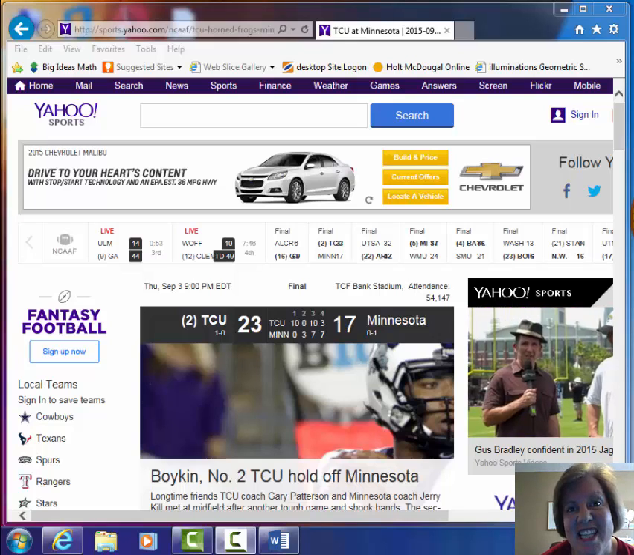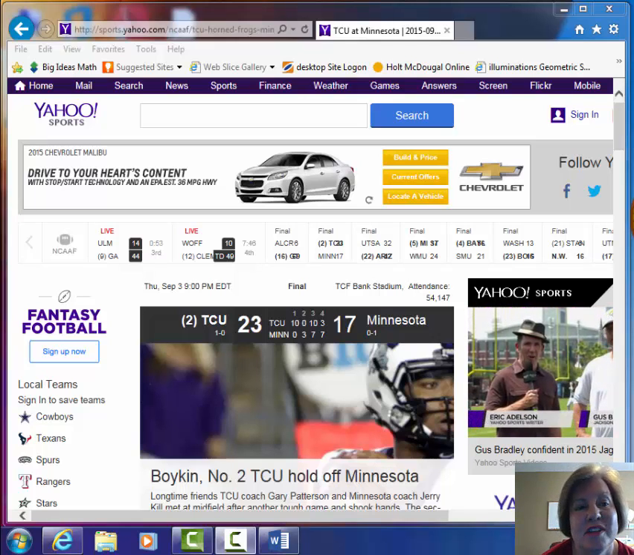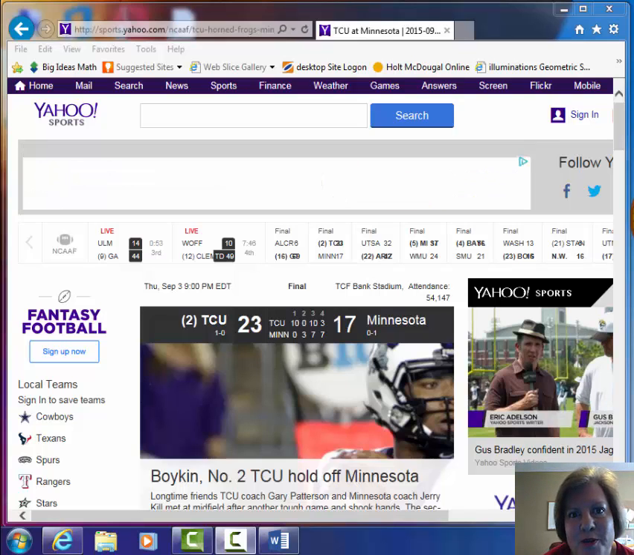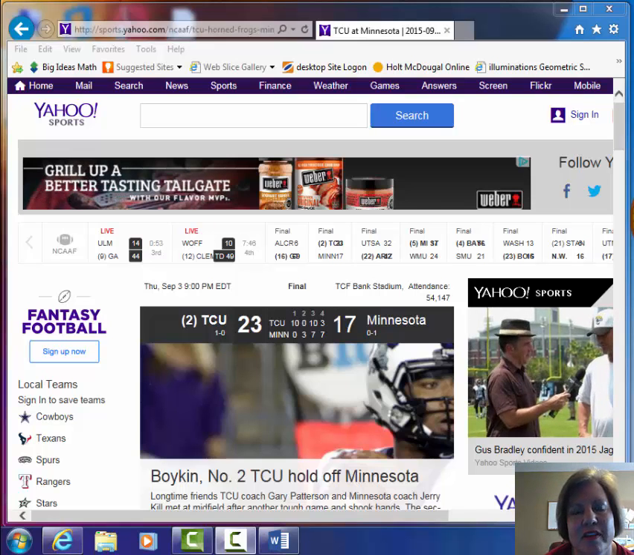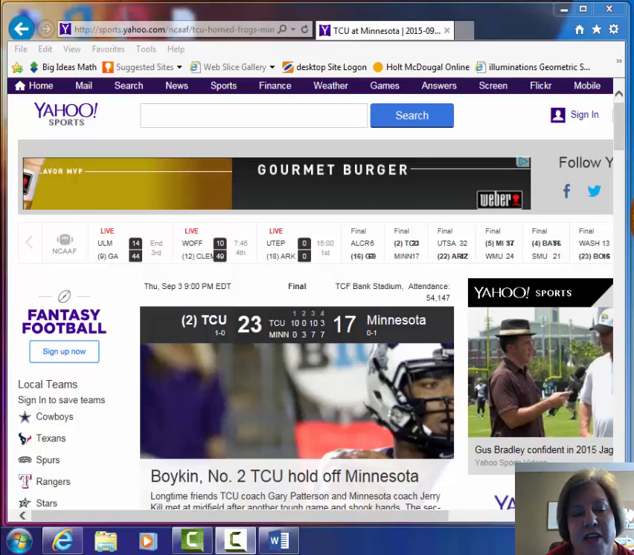So here we are, it's a Saturday afternoon, and I'm checking out some scores on Yahoo for fantasy football, and I suddenly realized it's Saturday, so there's not a lot going on in the NFL, but the NCAA has got tons going on, all these games. So I thought, hey, I'll check on TCU.